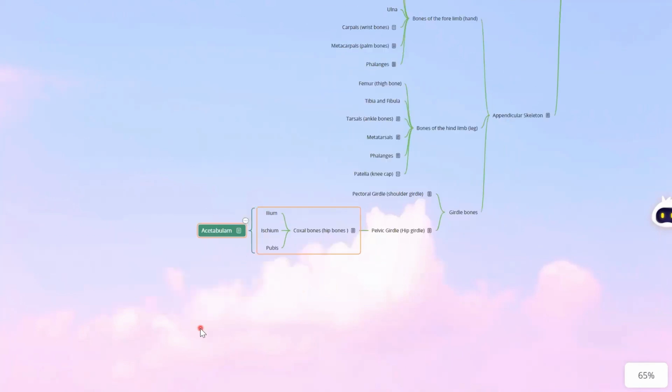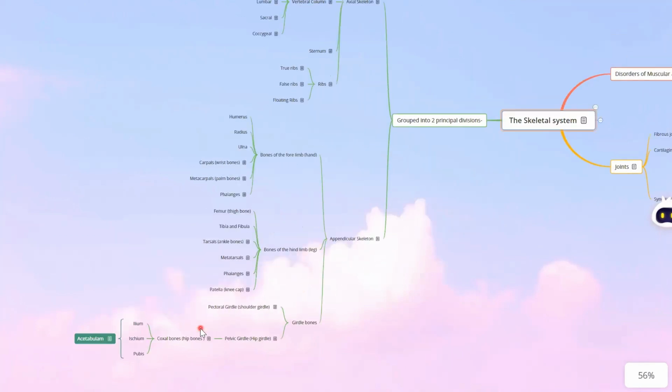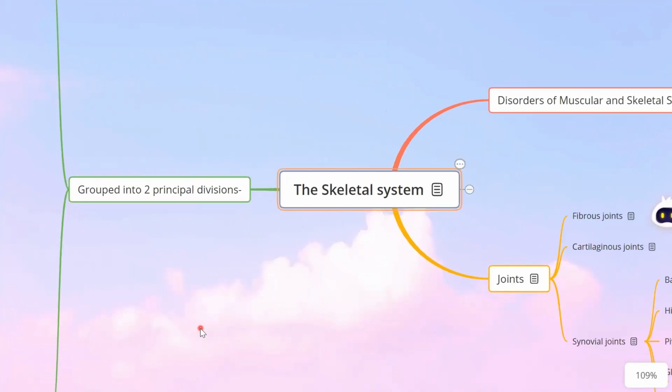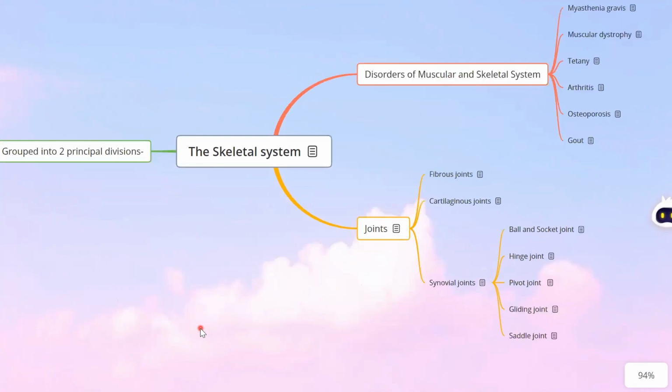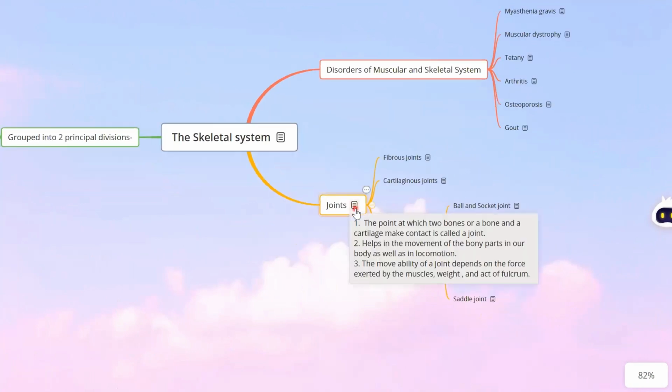Now these are the two principal divisions of the skeletal system. Now we'll go to the joints. What are joints? Joints are the points at which two bones, or a bone and a cartilage, make contact. It helps in the movement of the bony parts in our body as well as in locomotion.